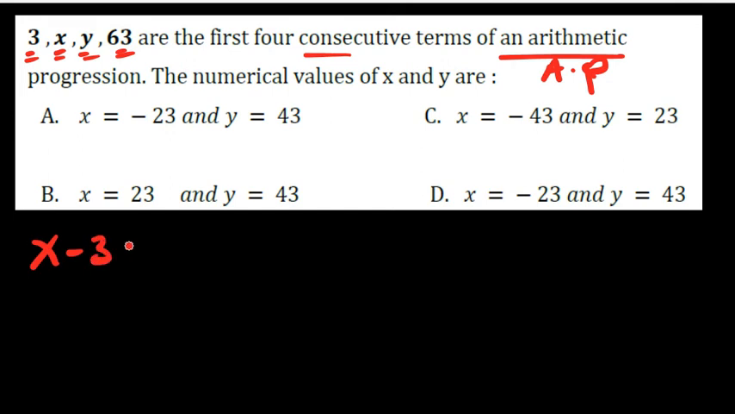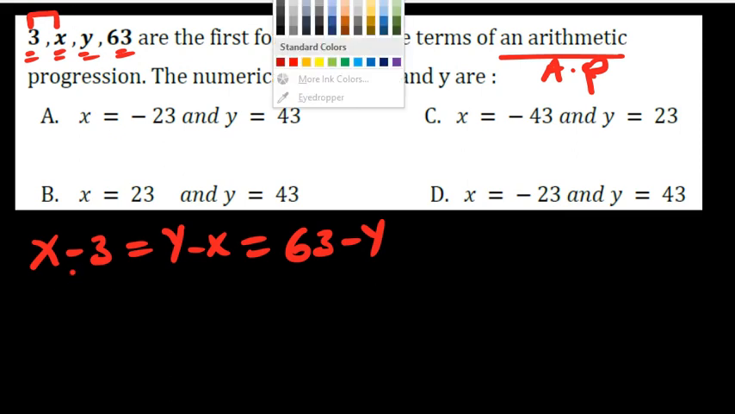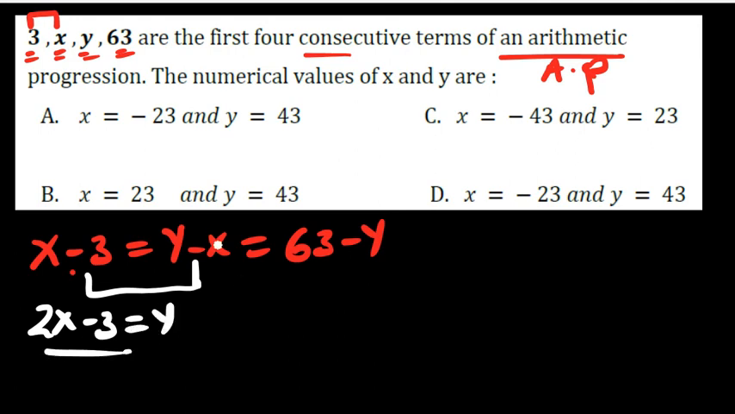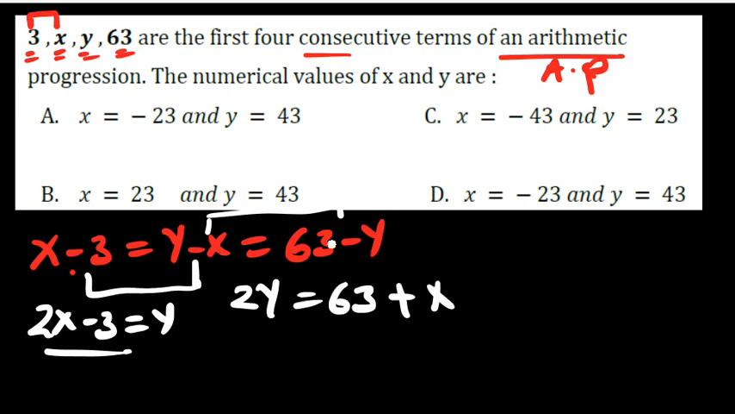So x minus 3 is the same as y minus x, and again it is the same as 63 minus y. All of them will give us some common difference. From these two, we can get one of the variables. We can collect the x, so 2x minus 3 is equal to y. Keep it. Again, from the last two here, we can bring the y value. 2y is equal to 63 plus x. You know, the x goes and the y comes and is added.